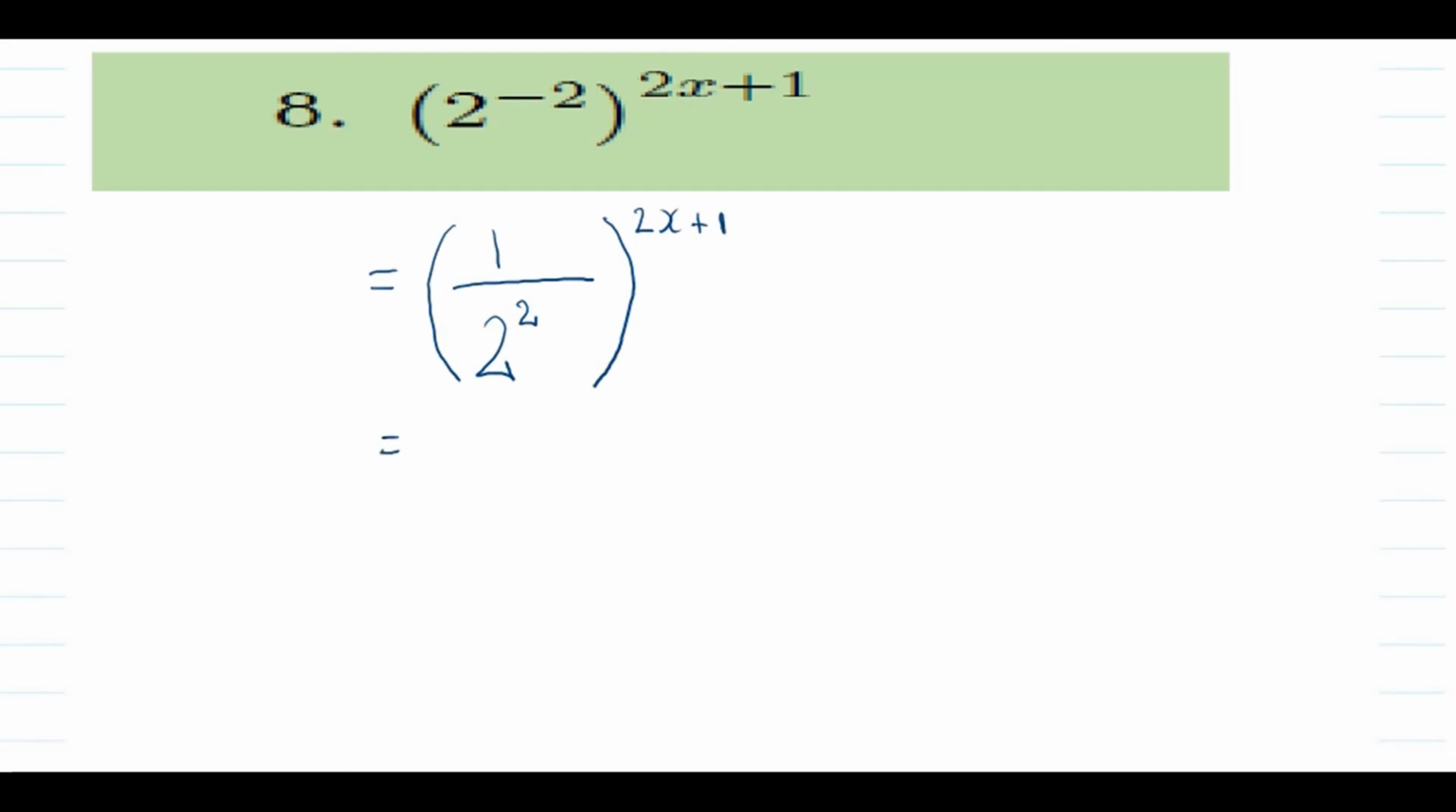Okay, and then from here, what do we do, guys? Everything that is outside our bracket. So the 1 is raised to the power of 2x plus 1, and the 2 to the power of 2 is also raised to the 2x plus 1. So I'm going to rewrite that. So the 1 all raised to the power of 2x plus 1, right? All over the 2 to the power of 2 all raised to the power of 2x plus 1, right?